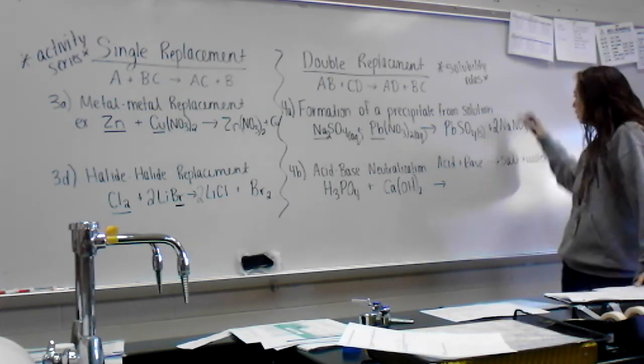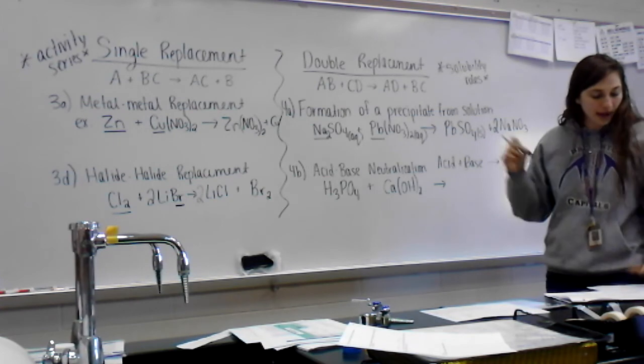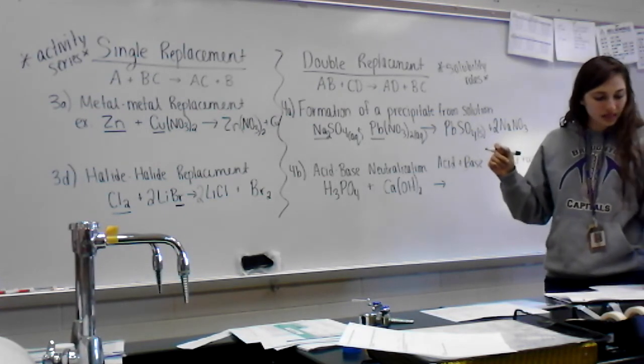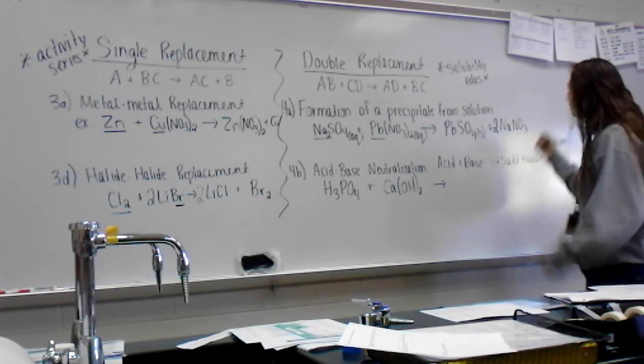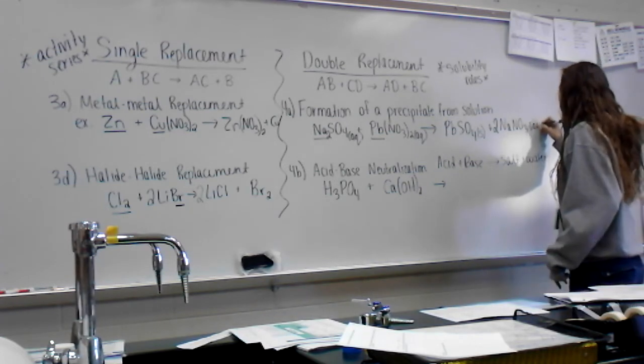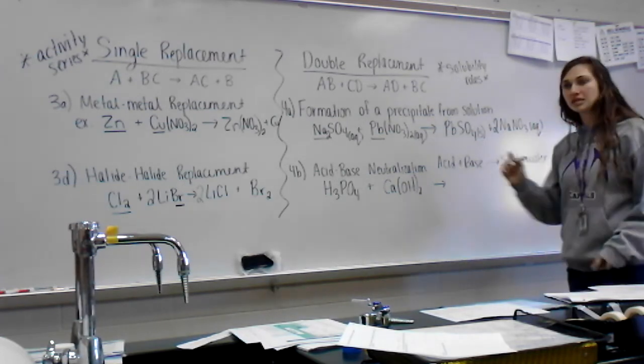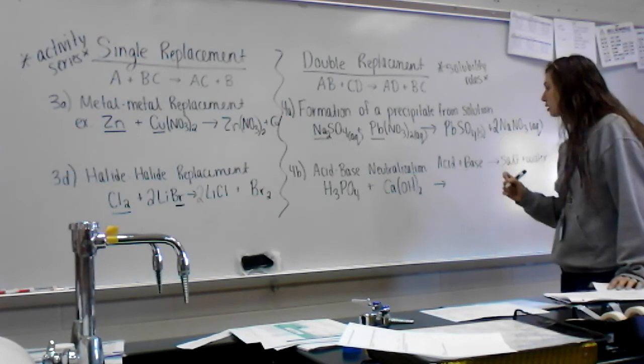Then I look up nitrate. Nitrate is my other anion, and it says all nitrates, acetates, ammonium, and group 1 salts are soluble, so this one is going to be aqueous. Since one of my products is a solid, it did occur.